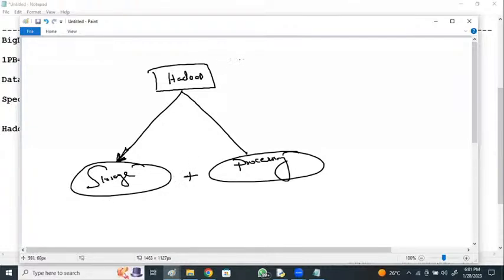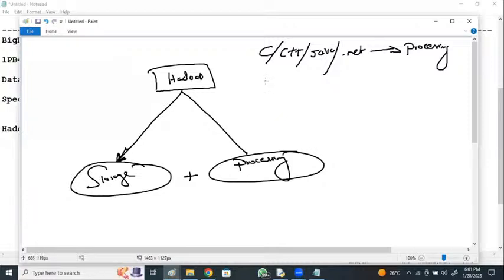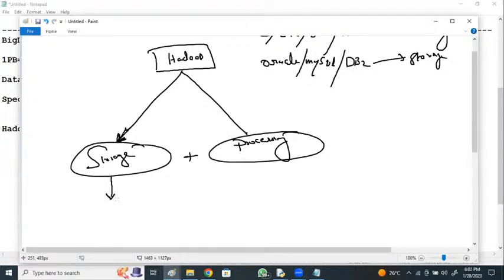If you talk about any technology, they perform either storage or processing. C, C++, Java, .NET are all meant for processing. Oracle, MySQL, DB2 are all meant for storage. They are meant for either storage or processing, but Hadoop performs both. But for storage, does Hadoop use any database internally? No. Hadoop uses a file system called Hadoop Distributed File System. For processing, we use an execution model called MapReduce, and currently we are using Spark.